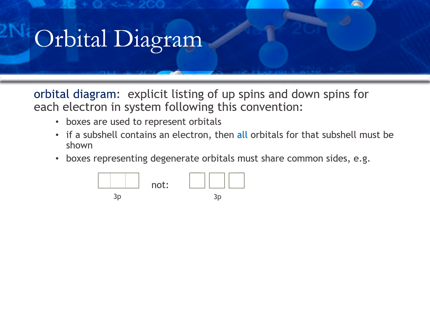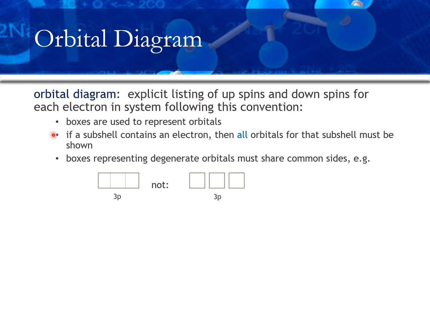The other way that we can specify where the electrons are in an atom is with a device called an orbital diagram. It contains a little bit more information than an electron configuration. So what it is, is an explicit listing of up spins and down spins represented by up arrows and down arrows in a system using the following conventions. We're going to use boxes to represent orbitals.